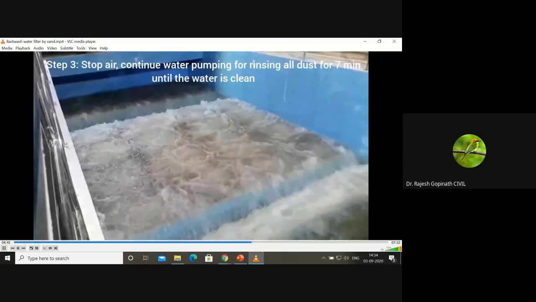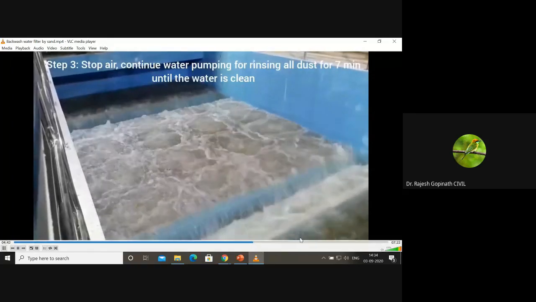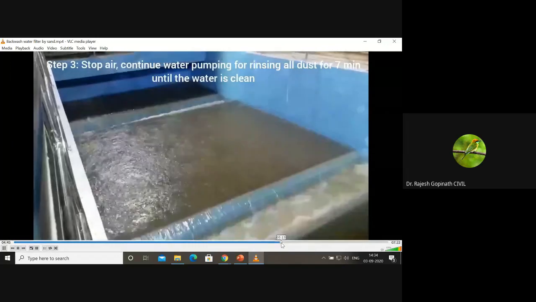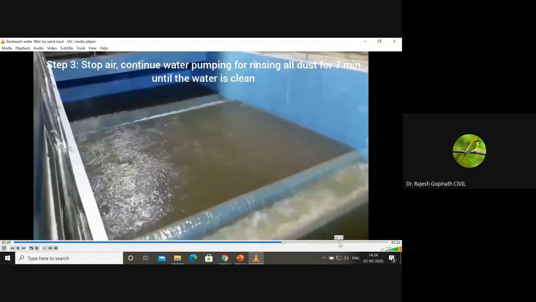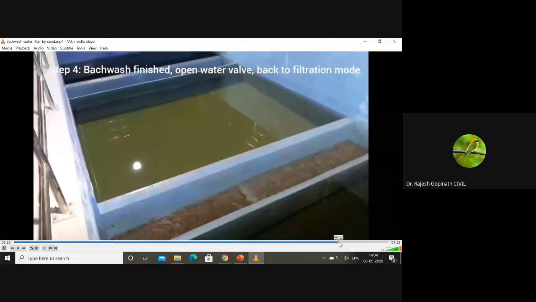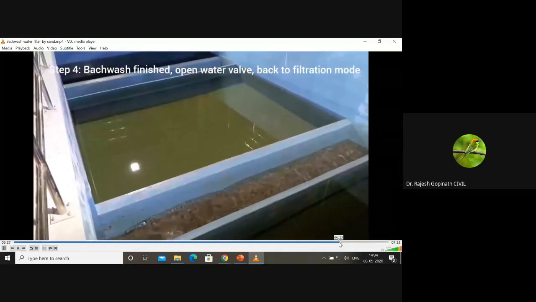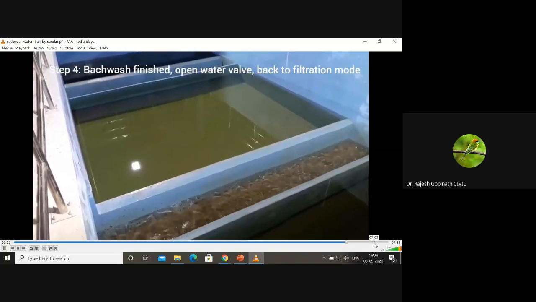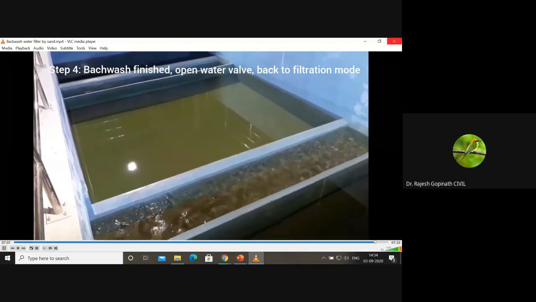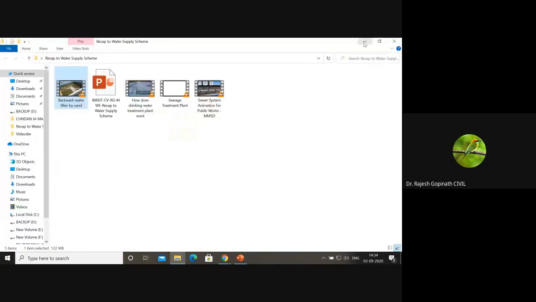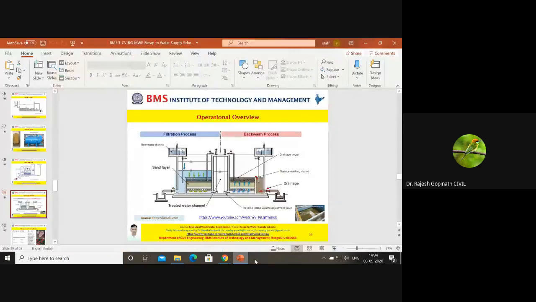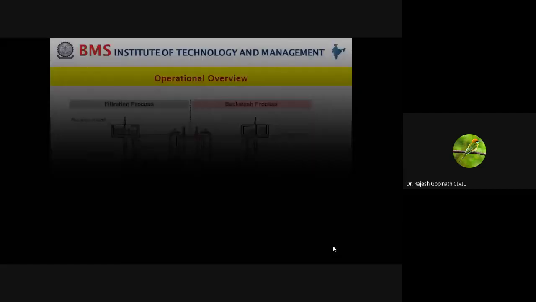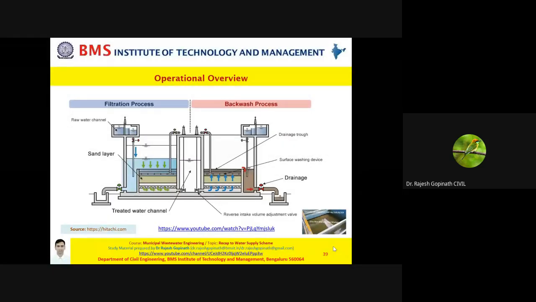If you recollect, that's the wash water trough that you're looking at. Thank you. Now, let's move further.